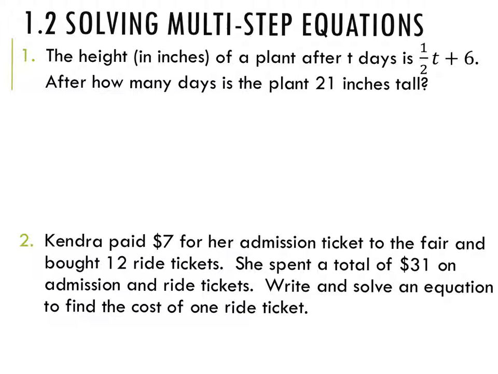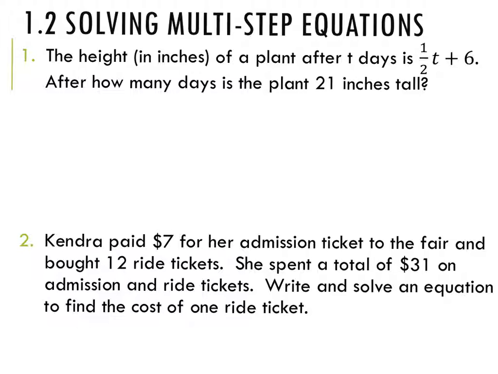The first word problem says the height in inches of a plant after t days is 1/2 t plus 6. After how many days is the plant 21 inches tall? When I'm looking at word problems, I like to underline different information to help me pick out what's important and weed out all of the extras that I don't really need.